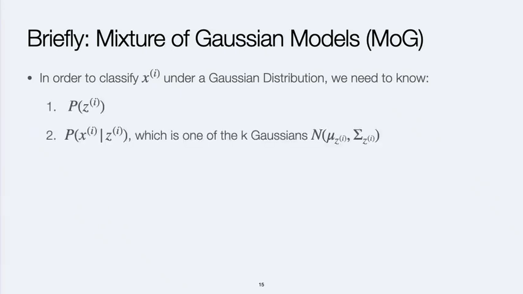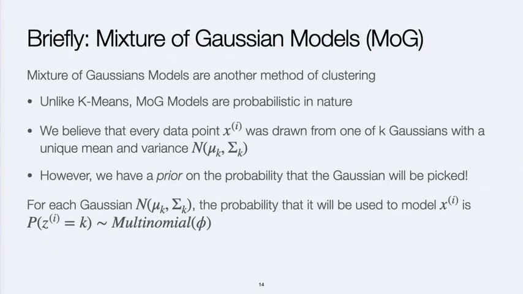So I can rewind a little bit. In this slide, we talked about how each data point is drawn from k Gaussians, kind of like in Gaussian discriminant analysis. We have a class of Gaussians to model points. But in mixture of Gaussians, there's a prior on which Gaussian we're going to pick. So with probability 0.2, we will pick the first Gaussian to model x. With probability 0.3, we'll pick the second Gaussian to model the point. So that's what z is. And each data point has a different z.